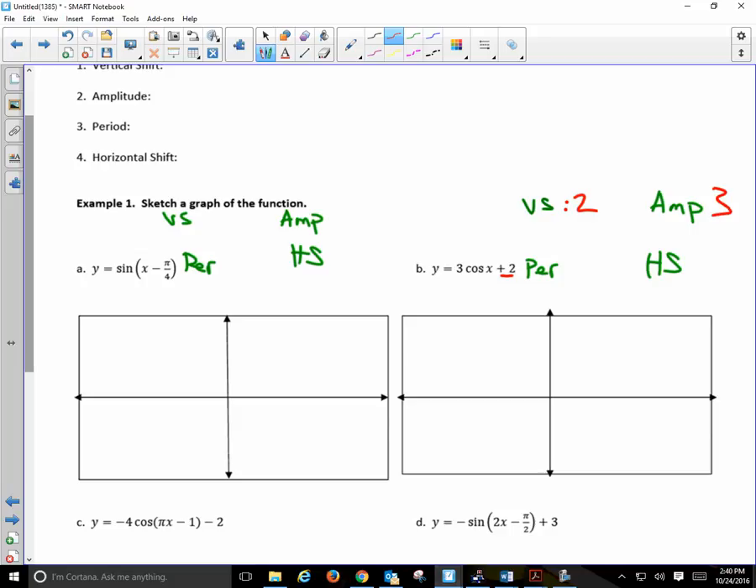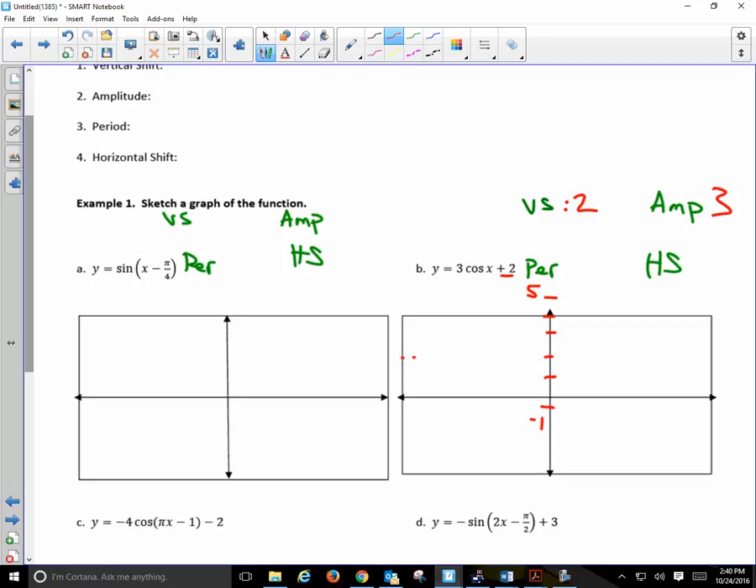So from my vertical shift, this is what people got confused with last year. We'll make sure you get it. From your vertical shift, you're going to go up 3. And from your vertical shift, you're going to go down 3. So if you go up 3 from your vertical shift, what's your highest spot going to be? If you go up 3 from your vertical, 5. So 1, 2, 3, 4, 5. So that's my maximum spot, 5. If I go down 3 from my vertical shift, where am I going to be? -1.